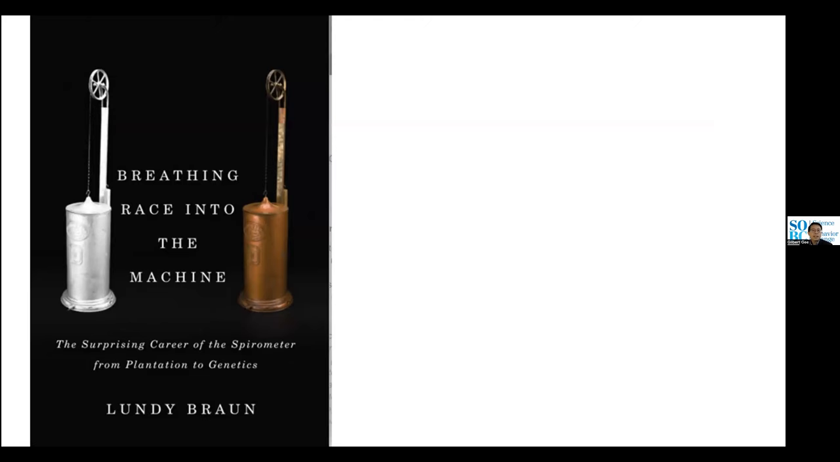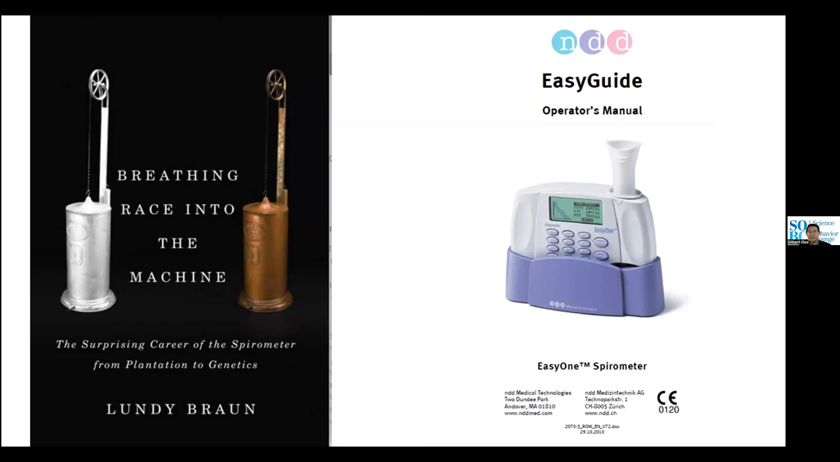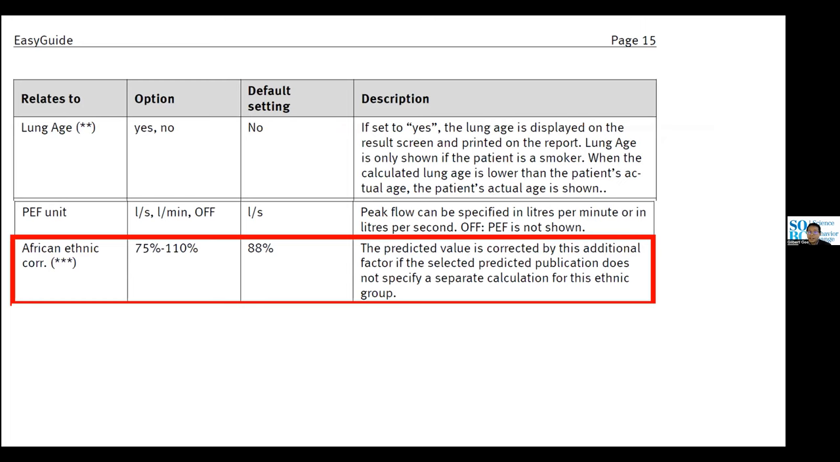Let me give you a little bit of the history of one of these metrics related to spirometry. There's a great book by Lundy Braun, which I would encourage you to read if you haven't seen it. So we have a spirometer, and if you look, there's an African ethnic correction factor built right into the appendix of the user's manual. If the patient is Black, you input all these parameters, and by default it corrects the estimate, in this case by 0.88.